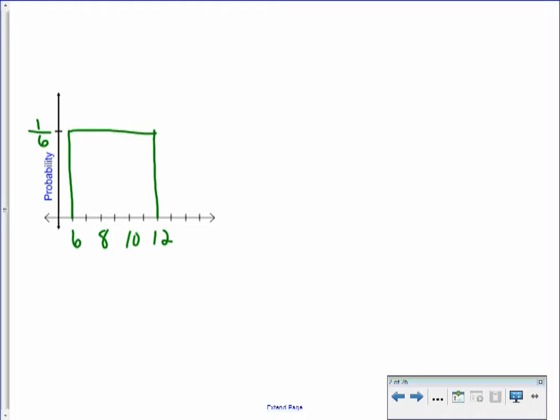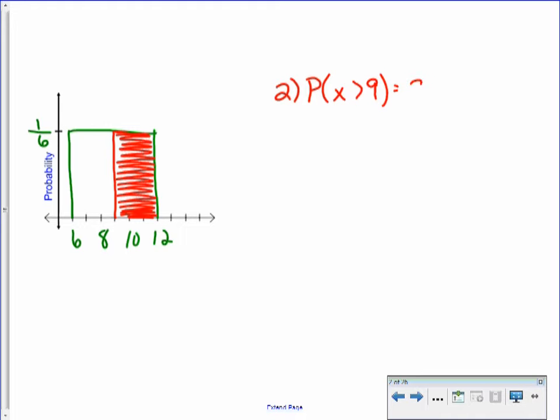Alright, so we go on to 2. What is the probability that Claire has a shoe size larger than 9? So larger than 9, 9 is right here. A little larger, so that'll be shaded to the right. Larger than 9. How wide is our rectangle? 3 wide. And of course our height is 1/6. We end up with 1/2, a 50% chance that our player has a shoe size larger than 9.